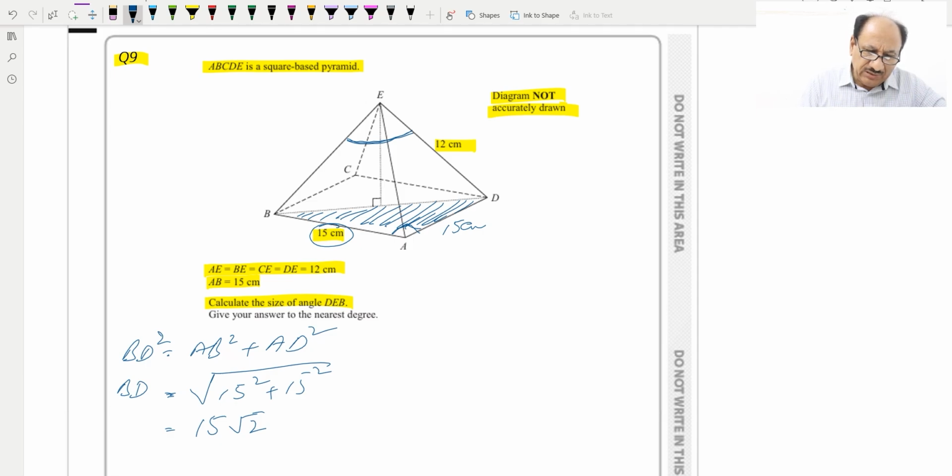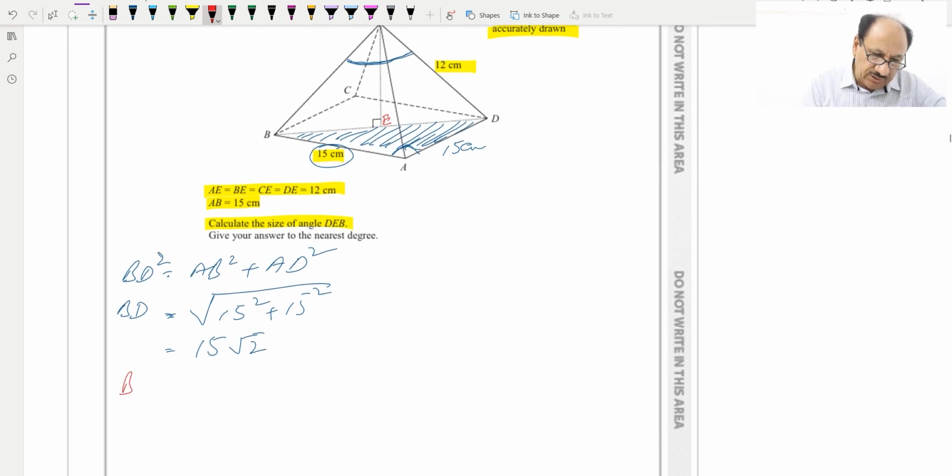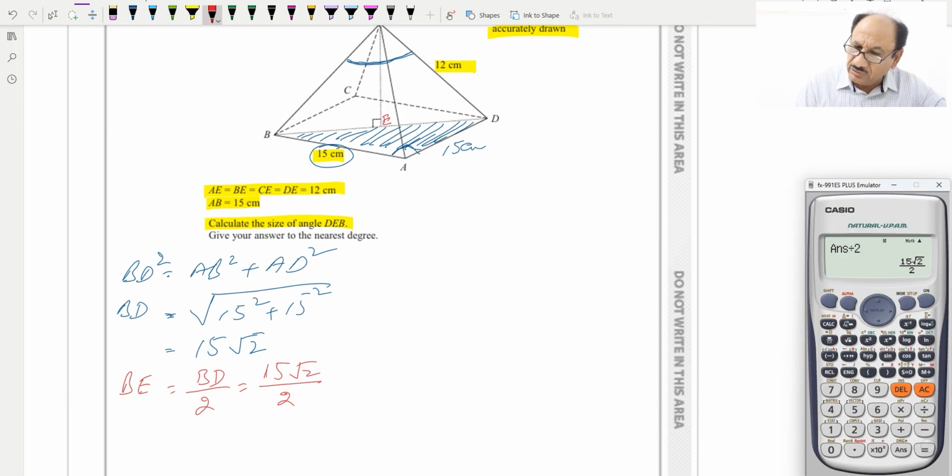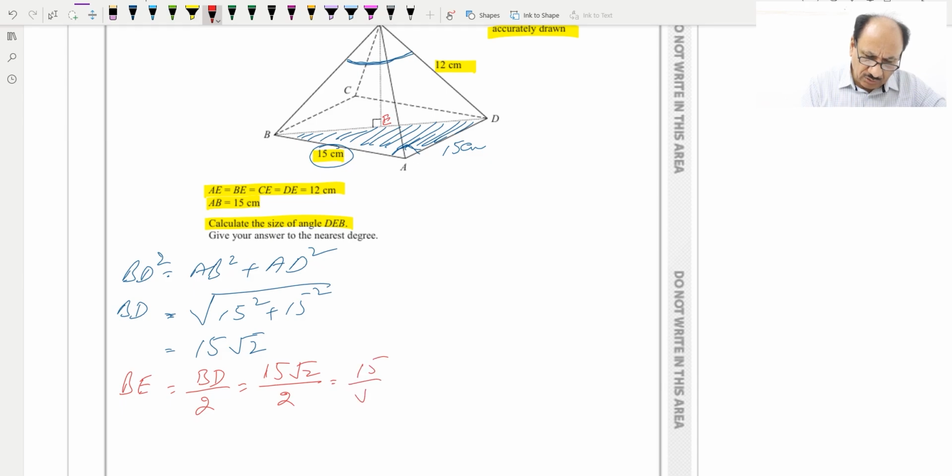Now BE, we can consider the E point as this one. So BE will be half of BD, so we can write BE is equal to BD divided by 2, which is equal to 15 under root 2 over 2. Dividing by 2, this is equal to 15 over under root 2. This one we can also write.